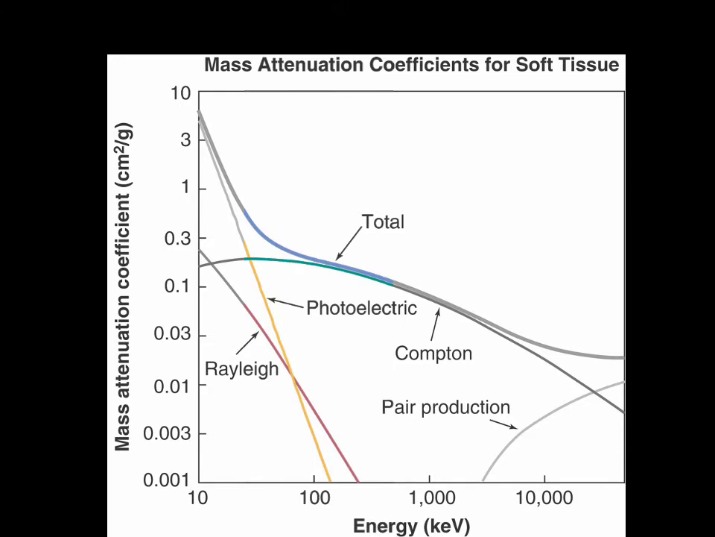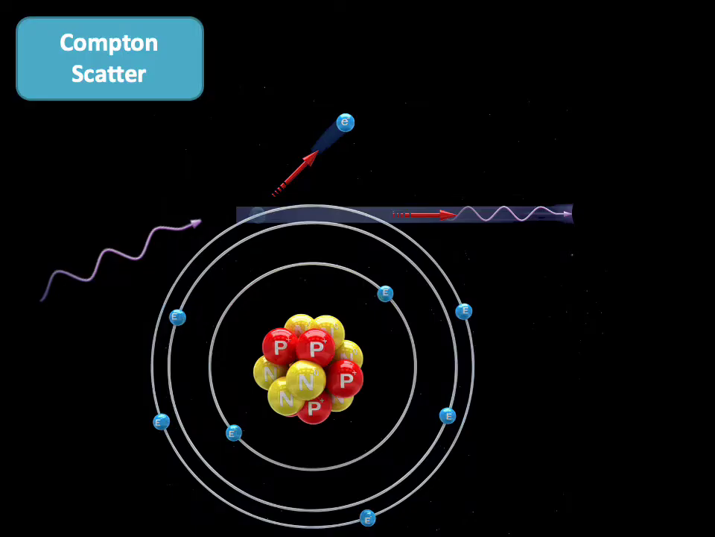So let's look briefly at what happens during Compton scatter, since this is the mechanism by which energy is deposited in tissue. Compton scatter occurs when an incident photon, or X-ray, interacts with an orbital electron in an atom. So let's consider what happens to the energy of this incident photon. Some of that energy is needed to eject the electron from the atom. Some is transferred to that ejected electron, also called a Compton electron.